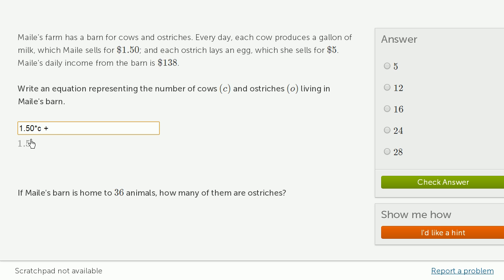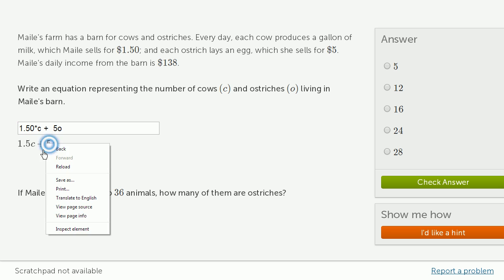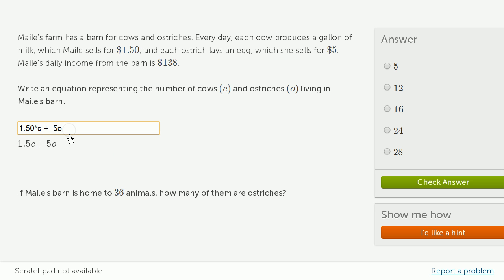Now let's think about how much she makes off of the ostriches per day. O is the number of ostriches, and each ostrich produces a $5 egg each day. So the total she makes off of the ostriches is 5O. So the total that Maylee makes per day, well, they tell us her total income is $138. So that's the first part. This is an equation representing the number of cows and ostriches living in Maylee's barn, or it's relating the cows and ostriches to the total dollar value that she produces.